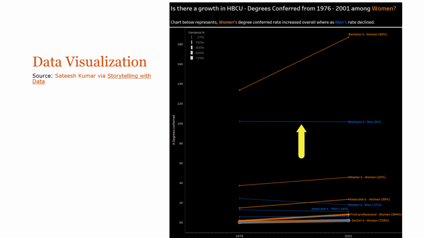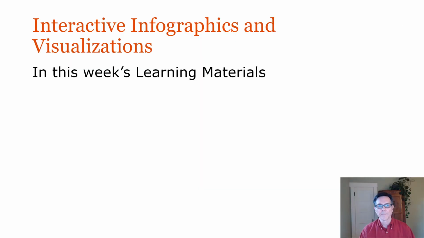So you can see that while infographics and data visualization are both tools for communicating data, they do so in different ways. The infographic and data visualization I just showed you are static, which means that you cannot interact with them. But there are many infographics and data visualizations that you can interact with. I provided links to some of those in this week's learning materials. Some of them are amazing, so you should be sure to check those out.